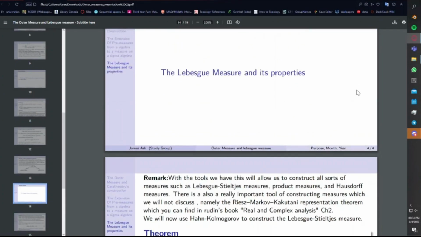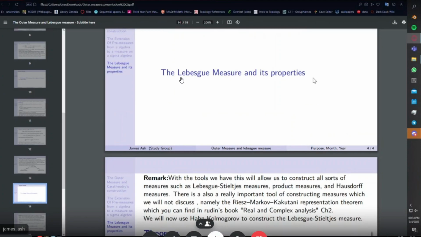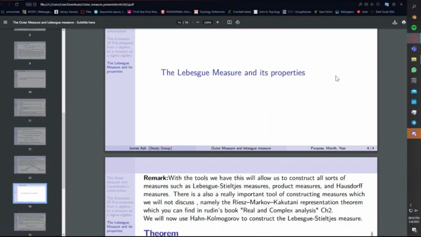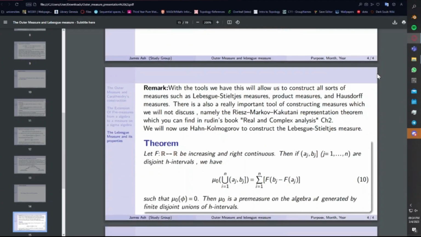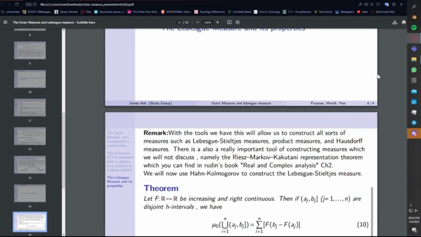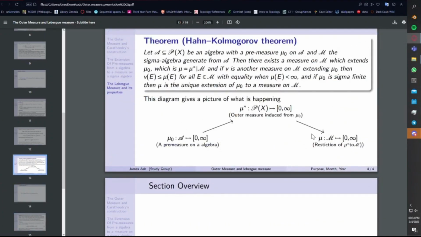So now that we have the tools, we'll start by constructing basically the Lebesgue-Stieltjes measure, which is a bit of a general case of the Lebesgue measure. The Lebesgue measure becomes just a special case of this case. Well, we already saw what we need to construct the Lebesgue measure. We need a pre-measure.